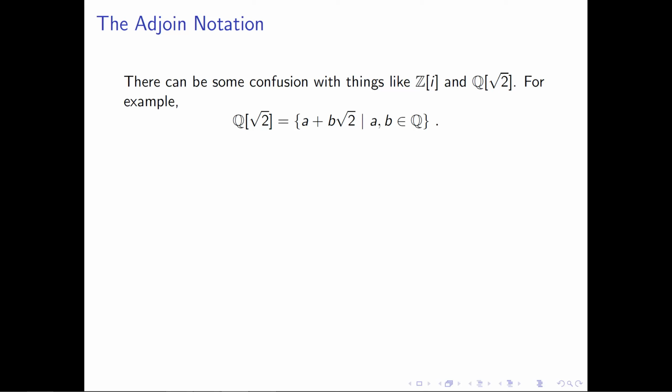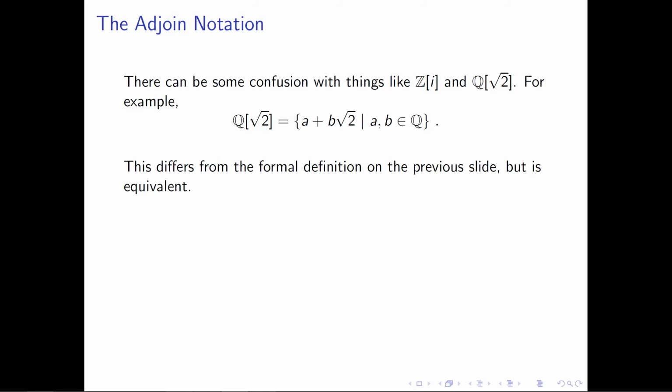Now, this differs from the formal definition on the previous slide, but the reason that I haven't done that is, let's see what would have happened if I had considered something like a plus b root 2 plus c root 2 squared. When I take that root 2 and I square it, I'm getting the number 2, which happens to be a rational number. So the next term in that expansion, that c root 2 squared, is really just 2c. 2c is a rational number, a is a rational number, and I could combine the a and the 2c together to give myself just a different rational number.